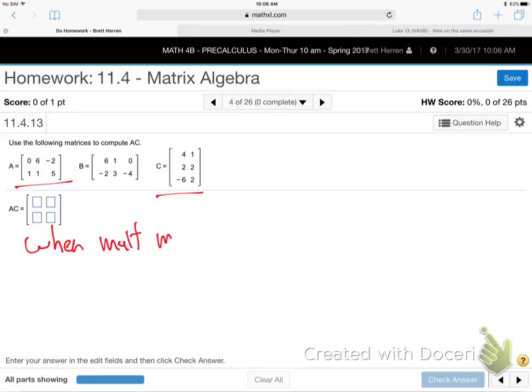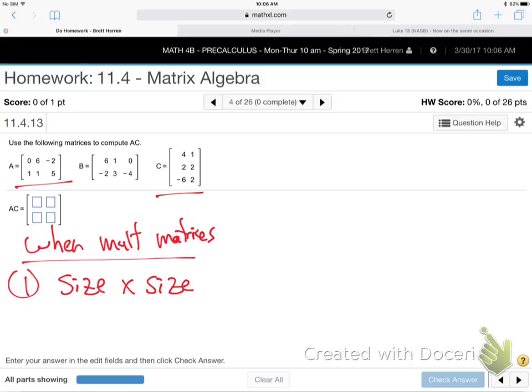When you multiply matrices, here's what you do. Number one, take the size times the size. So notice, what's the size of matrix A? A is a what by what? Look at matrix A there. Remember, when you do the size of a matrix, it's the opposite of graphing. It's down first, then across. So it's a 2 by 3. It's a 2 by 3 matrix.